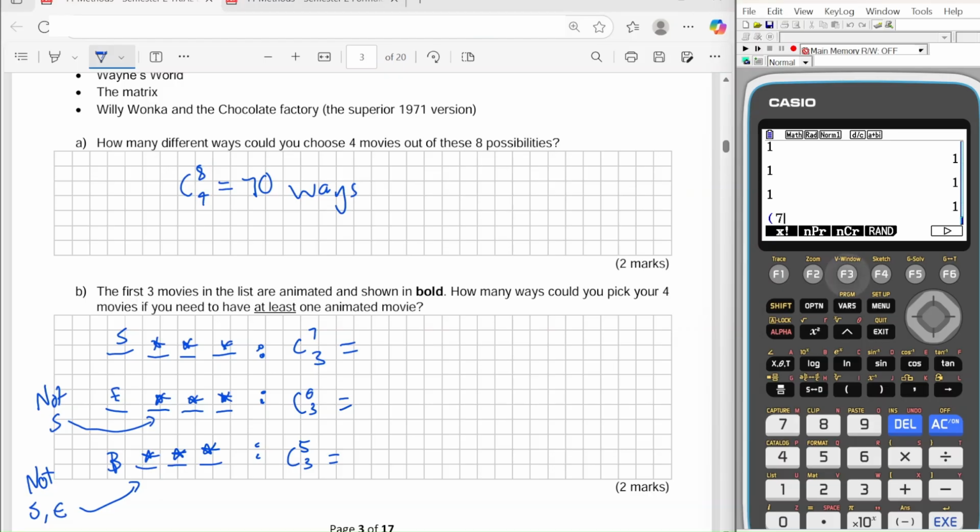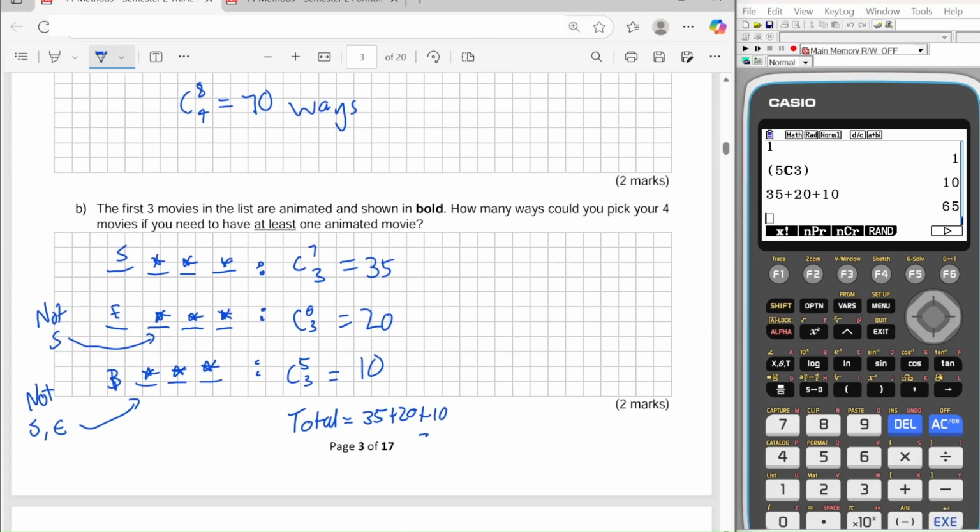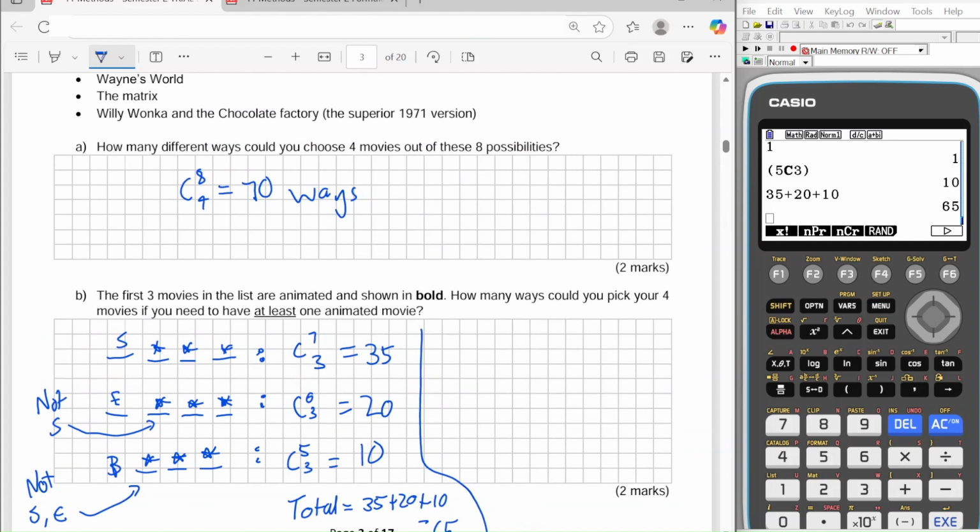So 7 NCR3, if we work out what that is, it's 35. Do the same for 6 NCR3, 20. And do the same for 5 NCR3, you get 10. So the total is 35 plus 20 plus 10, which should give us 65 ways. Really importantly, that has to be less than the previous amount, which is 70 ways to do it, which it is in our case.